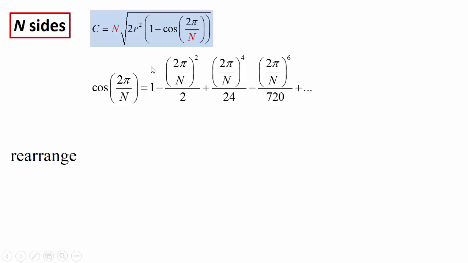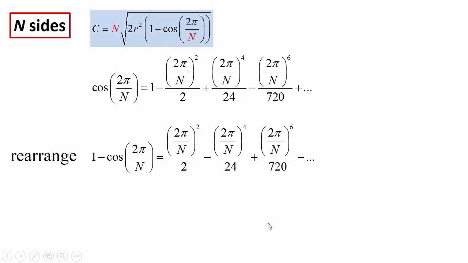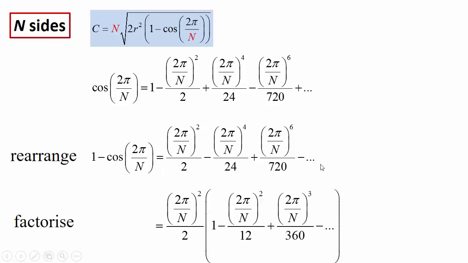We can rearrange that to get an expression for 1 minus the cosine, and it looks like that. Now we can make this a bit easier to understand by taking out as a common factor from each of these terms on the right, all of that. And that's what it looks like.